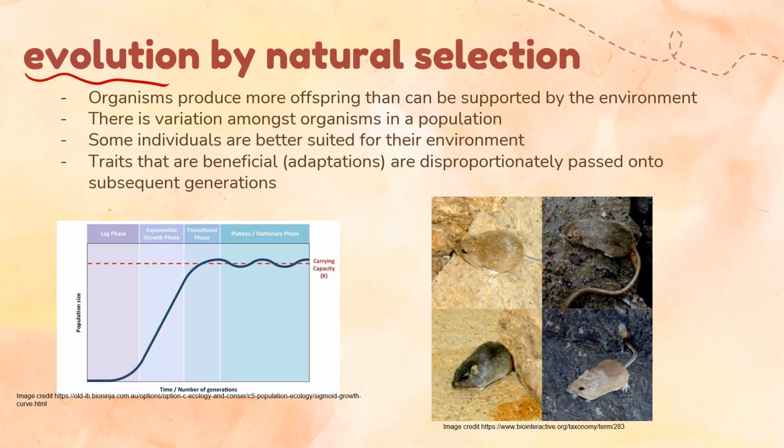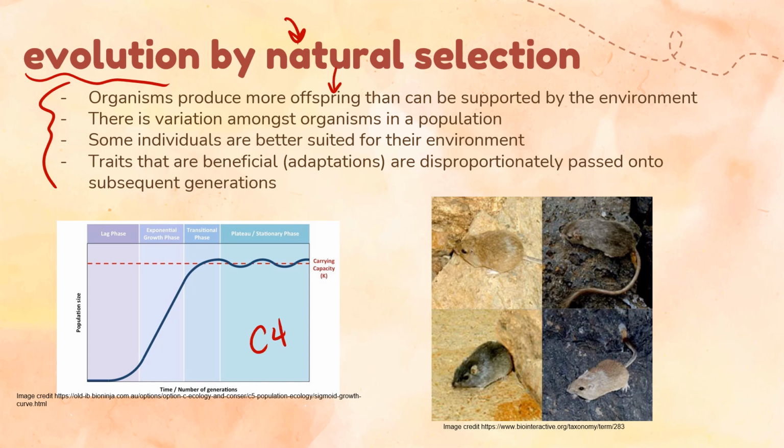Remember that evolution is the change in inherited traits in a population over time. We can also define it as the change in allele frequencies within a population over time. One of the mechanisms by which evolution can occur is natural selection. In order for natural selection to drive evolution, these four conditions must be met. The first one, we need to have more offspring being produced than can be supported by the environment.